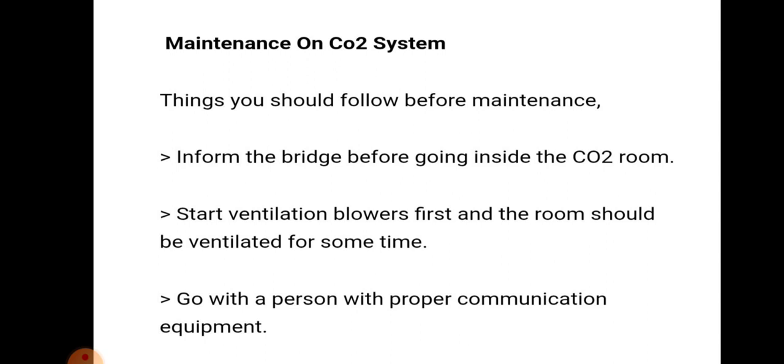Start the ventilation blower first, and the room should be ventilated for some time before entering. Go with a person with proper communication equipment. So, for maintenance of the CO2 room: inform the bridge before going inside, start the ventilation blower first, ventilate the room for some time, and go with a person with proper communication equipment.